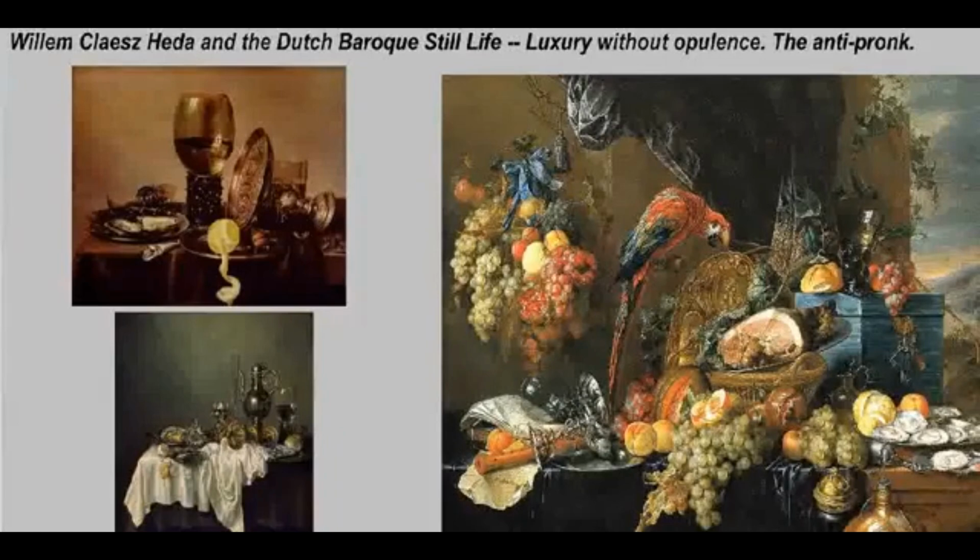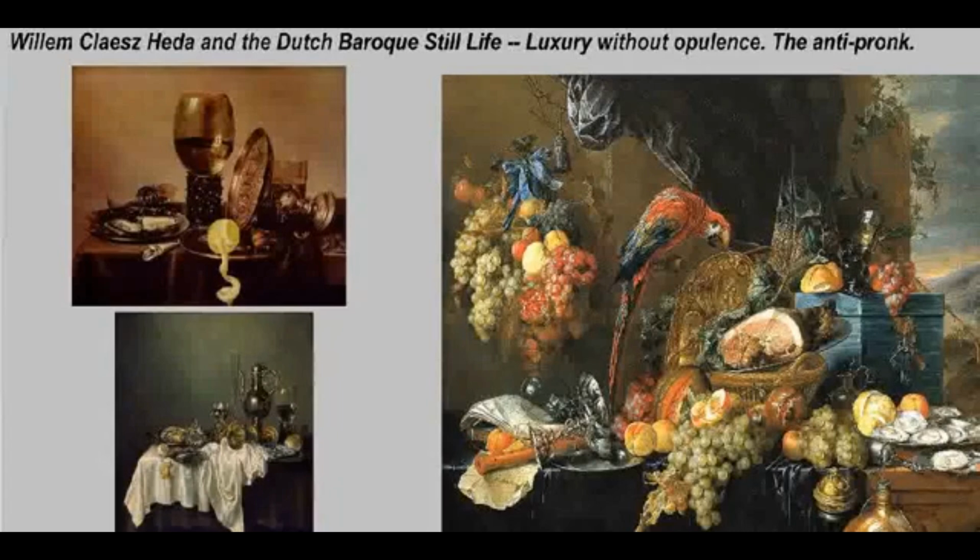This lecture is entitled Willem Heda and the Dutch Baroque Still Life, or Luxury Without Opulence, the Anti-Pronk. Now, Heda was one of the most popular still life painters in the Dutch Republic from around the middle of the 17th century and a little bit before. And he was really representative of the general taste in still life painting in the Dutch Baroque. So he's a really excellent example.